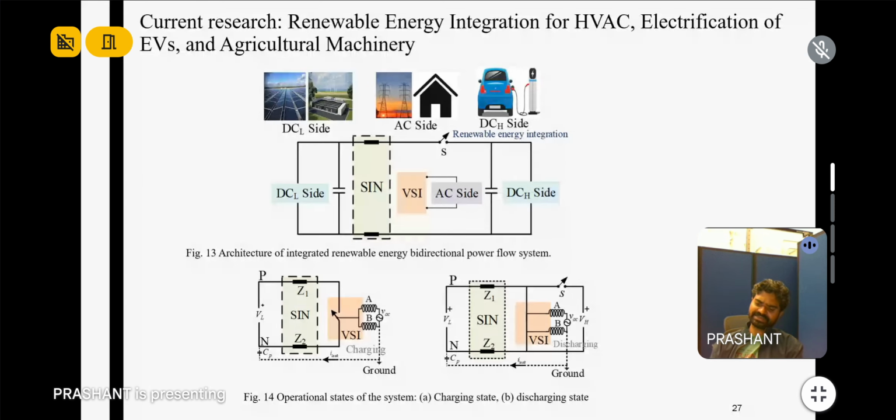So in a single electric vehicle, in a single car, for different types of applications, we need to dedicate a different number of converters in a single car.